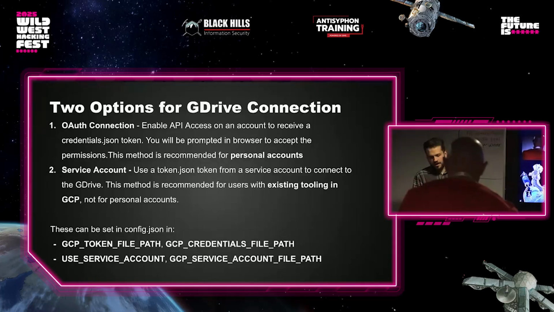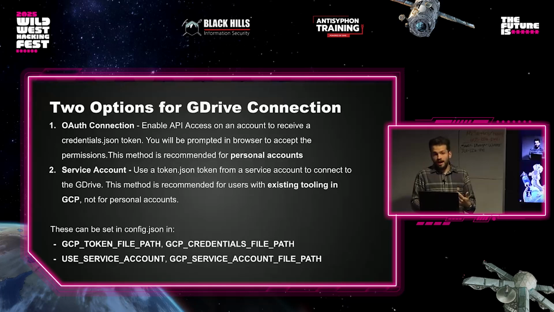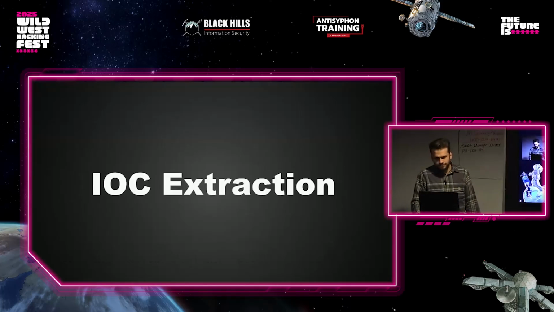We have the OAuth connection and then we have the service account connection. So some of you might be like, hey, I just want to use this for my personal G drive, the one that I have on my Google account. OAuth, great, works like a normal flow. Some of you are like, hey, I have a production grade system, I have a service account already set up, I have credentials. You can use that too. We have these variables at the bottom we support. You just plug those into the config file, and it'll run.